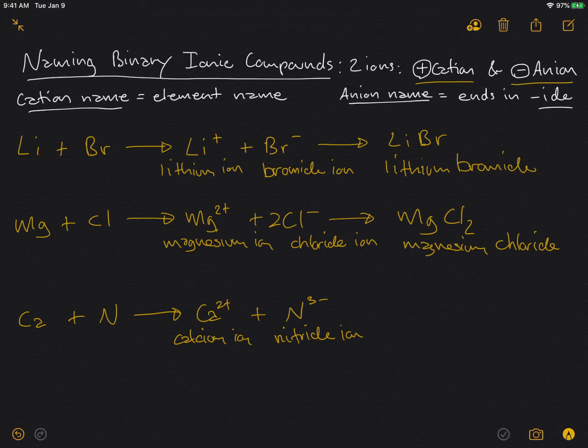ion. And so when you put these together, you're going to need to find the least common denominator. In this case, it's 6. So you're going to need 3 of the 2 plus cation and 2 of the 3 minus anion, to cancel all of those charges. So the formula of this compound is going to be Ca3N2. And this one is called calcium nitride.